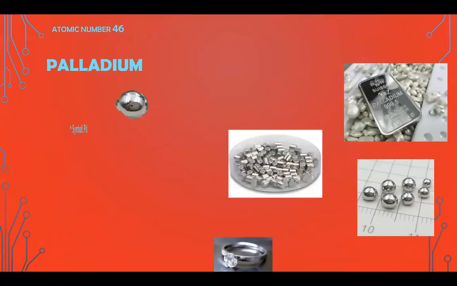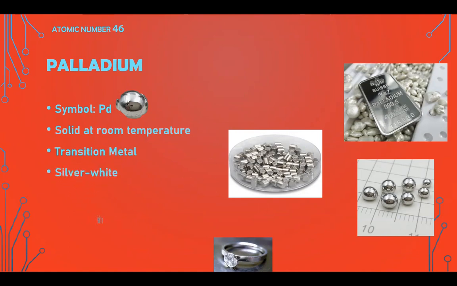Palladium. Palladium's symbol is Pd with the atomic number 46. It is a solid at room temperature, like most other elements. Palladium is a transition metal. It is silvery white in color. It is related to platinum, just like ruthenium and rhodium. It is shiny in appearance. Palladium is used in jewelry, catalysts, etc.